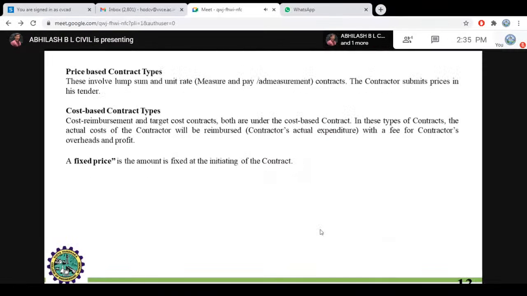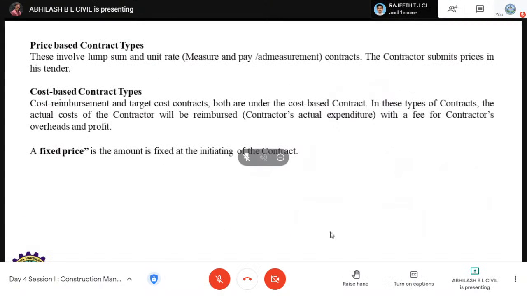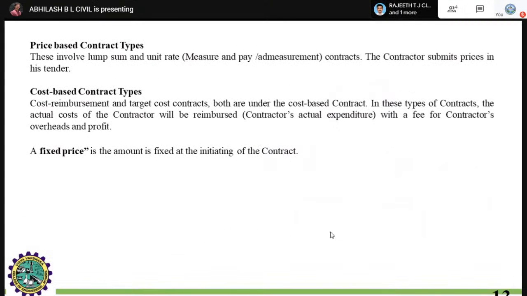Next, coming to the price based, just a glimpse of that. This involves lump sum, unit rate, measure and pay, and add measurement contracts. The contractor submits prices in this particular tender. Whether you will be approved or not, you shouldn't bother about that. Just provide the proposal for that particular tendering. Next, cost-based contract types: cost reimbursement and the target cost. First, you will spend, and later, with the particular bills and suitable documents, you will get the reimbursement of the particular amount at a fixed price of a date.